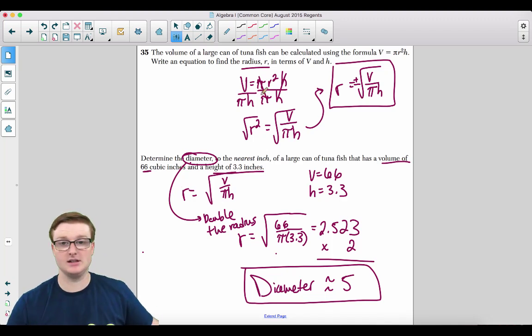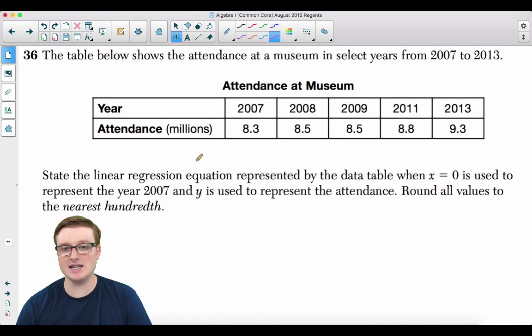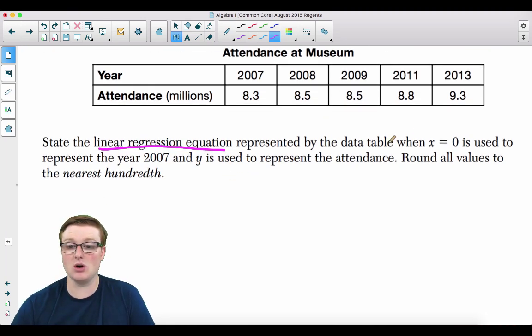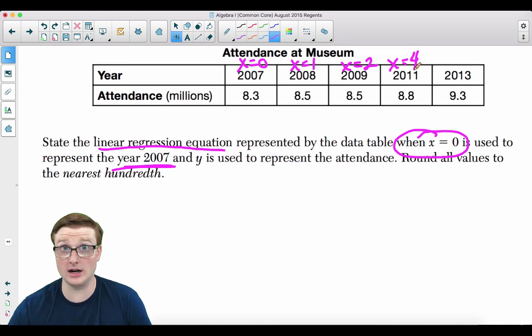All right, 36. Chugging away here. Here we go. 36 says the table below shows the attendance at a museum in select years from 2007 to 2013. State the linear regression equation represented by the data table when x equals 0 is used to represent the year 2007. So this means x equals 0, x equals 1, x equals 2, x equals 4. Be careful because it skips 2010. And x is equal to 6. Be careful again, it skipped 2012.